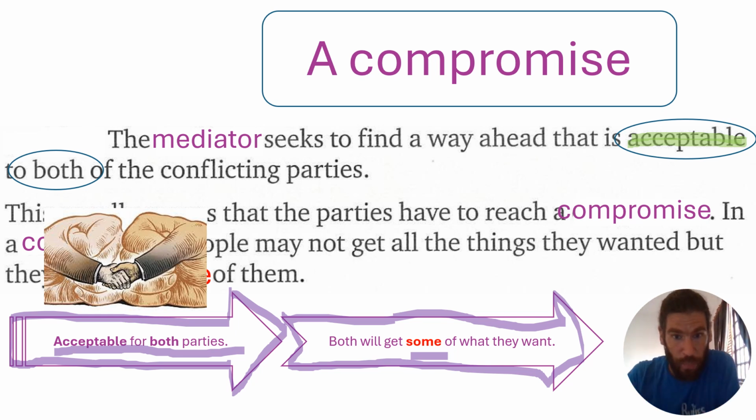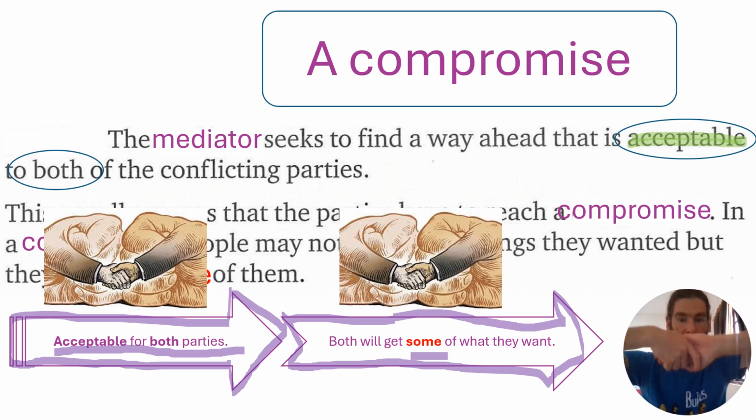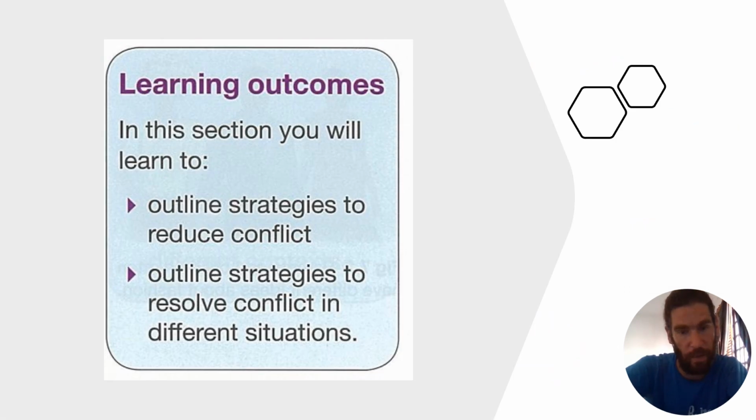We have two parties, two groups, a marriage, and both of the parties want something different. And as they are in conflict, verbally or physically, there is a conflict, like you can see in the fists over there. But the solution will be, like you can see in the shaking hands, that is acceptable for both parties, and both will get some. Some will get a bit of what they want, but not everything.